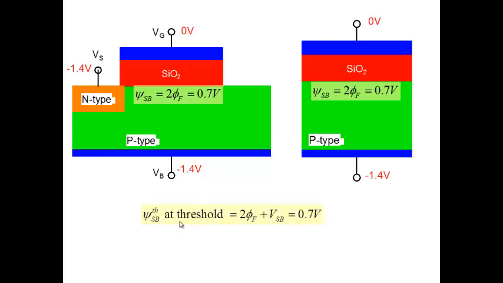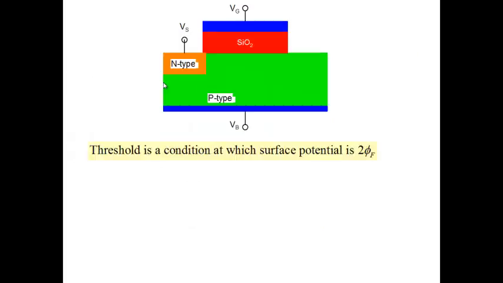So psi SB at threshold is 2 phi f plus VSB. VSB is 0 here, so it's 0.7, which is fine. If I apply 0 here and minus 1.4 here, I'll get psi s equal to 0.7, just like in this case. And therefore, threshold will occur. Inversion will begin.